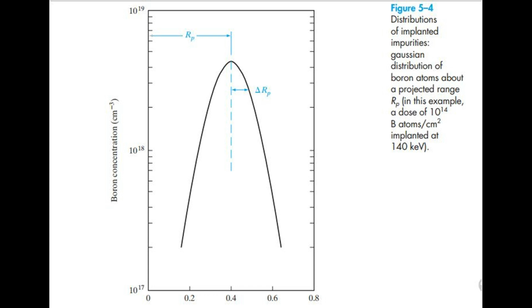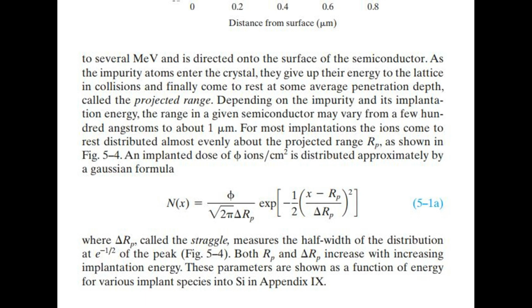Figure 5.4. Distributions of implanted impurities. Gaussian distribution of boron atoms about a projected range Rp. In this example, a dose of 10^14 boron atoms per square centimeter is implanted at 140 kilo-electron-volts. Depending on the impurity and its implantation energy, the range in a given semiconductor may vary from a few hundred angstroms to about 1 micron.